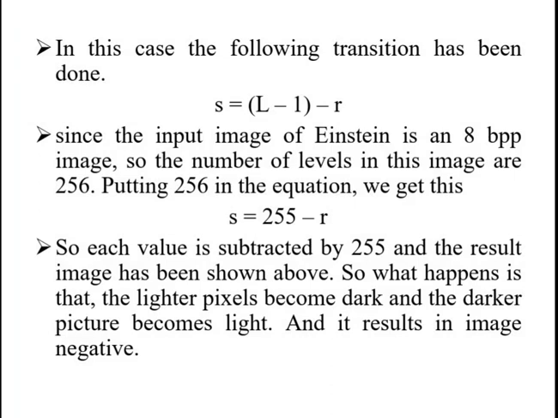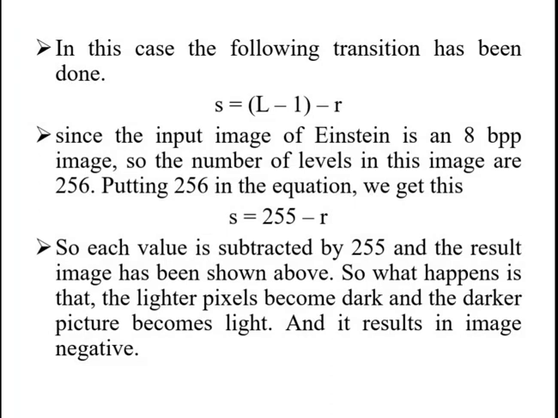In this case, the following transition has been done. That is, S is equal to L-1 minus R. Since the input image of Einstein is an 8 bpp image, the number of levels in this image is 256. Putting 256 in this equation, we get S is equal to 255 minus R. So each value is subtracted from 255 and the result image has been shown above.